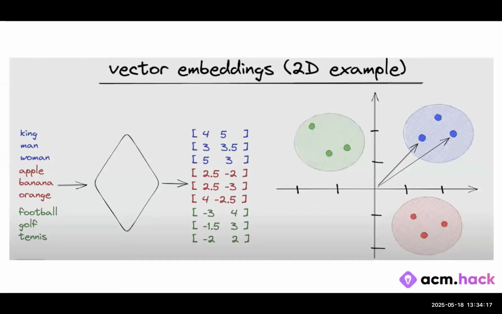So here's a diagram of how vector embeddings work. For example, I have king, man, and woman. The little diamond thing is the embeddings model, and it changes those into vectors. So as you can see on the graph, similar words like apple, banana, orange are closer together on the graph. And this makes it easier for your retriever to get the relevant data.